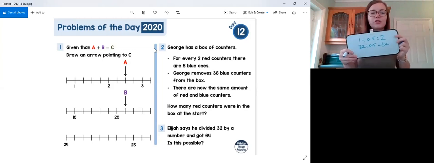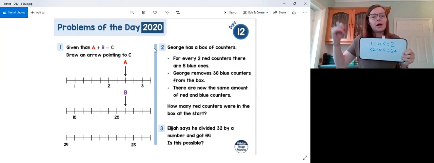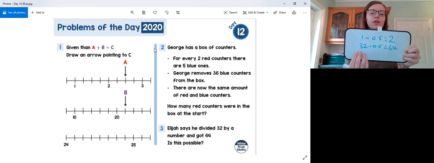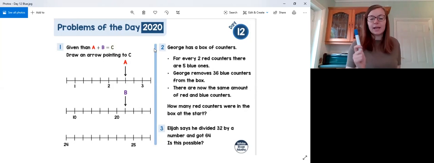So this is quite a tricky question because you might think, well, no, when I divide, I get smaller, not bigger. But if you divide by less than 1, you can fit lots inside. So 32 divided by 0.5 will give you 64. So there is a possible division, but the number you divide by is less than 1.